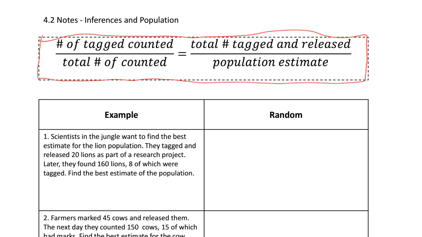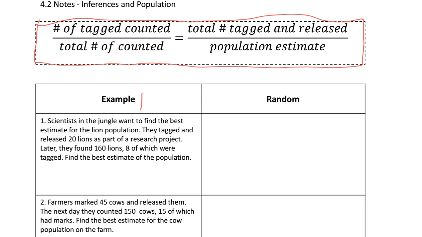So what this proportion means is that we're taking a population, and in this case, what we're talking about is mostly animals, and we're trying to estimate the population size of that animal in some specific area. So read number 1 and underline or highlight anything you think is important. Pause, read it, and underline anything you think is important.